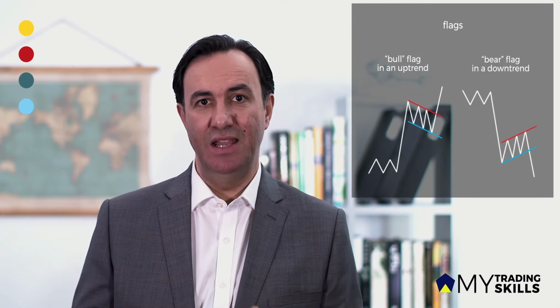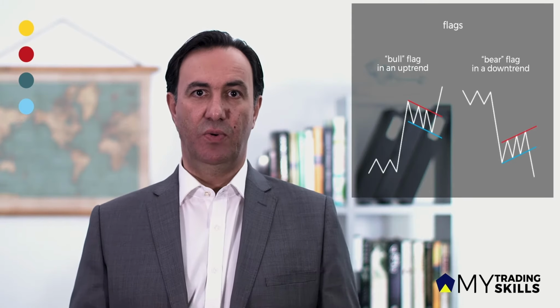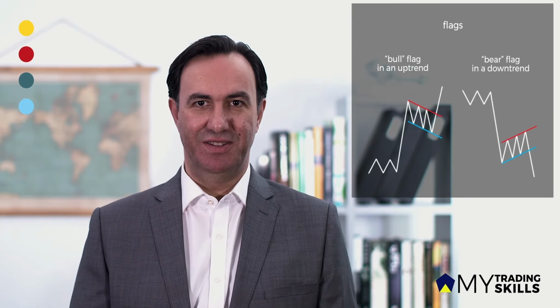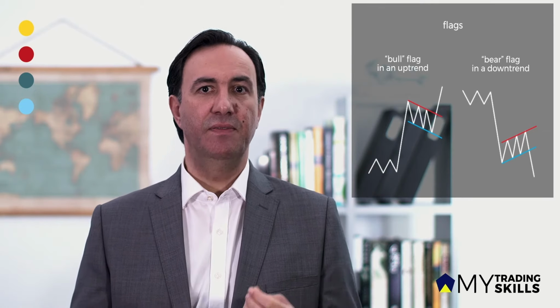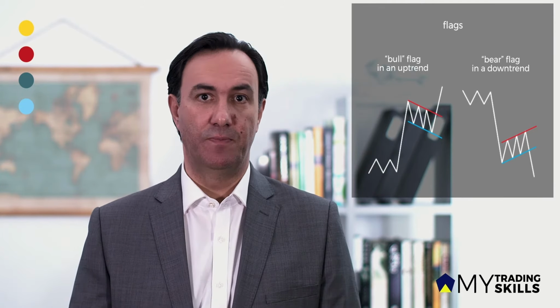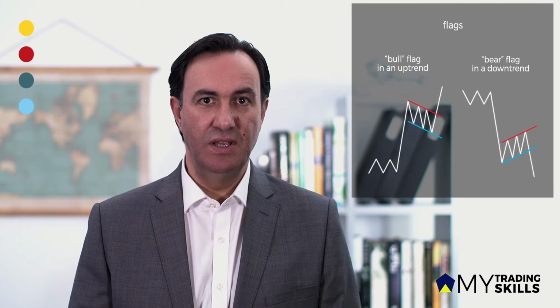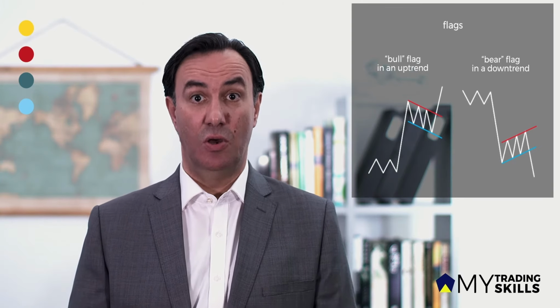I'm with you so far. How are their shapes different? Well, a flag is when the price develops a sideways channeling range with parallel support and resistance lines. If the previous move was up, then the flag would normally slope down. If the move was down, then the flag would normally slope up.